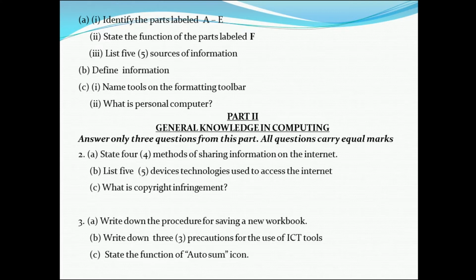That is B. Define information. Information is processed data. Full stop. It's correct. When you write that, it's correct. Simple, correct. Are we okay? Good. Now let's move to C(i).